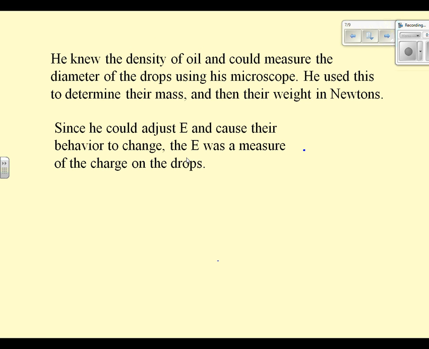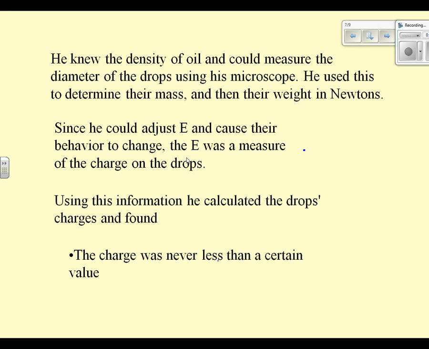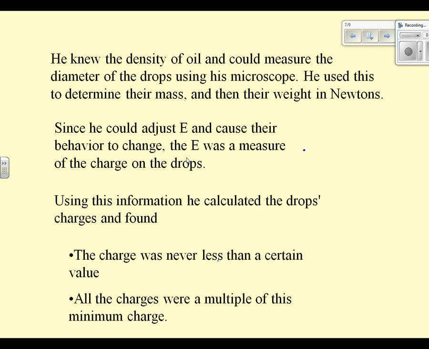Since he could adjust the electric field strength, the E was actually a measure of the charge on the drops. Using this information, he could calculate the drops' charges and found the charge was never less than a certain value. It always had some sort of bottom value. And all of the charges were a multiple of this minimum charge. So let's say that this charge was 3, then the multiples were 3, 6, 9, 12, and so on. By looking at this, he would determine that the elementary charge in this case is 3.